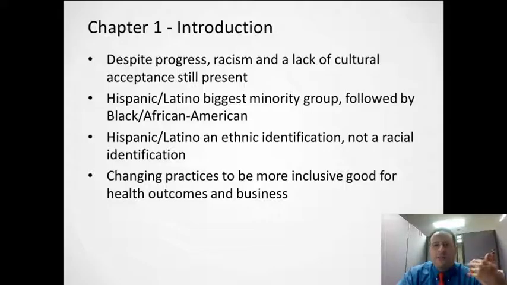Again, despite progress, we do still have institutional racism in the country, and a lack of cultural acceptance is still very much present in a lot of our institutions. The biggest minority group in the country currently is Hispanic Latino, though that has many subsections, and again, something we'll talk about in later chapters. And then the second largest diverse group is African Americans. And again, we'll talk about how Hispanic Latino is an ethnic identification, not a racial one, so you can be white and Latino, black and Latino. And then finally, that changing practices and being more inclusive is better for health outcomes and also good business.